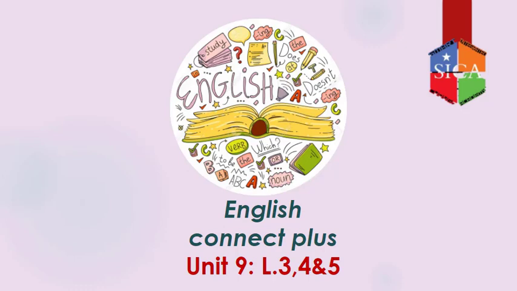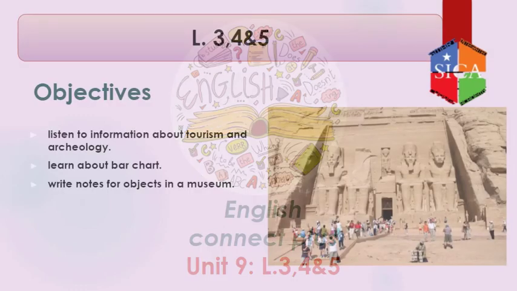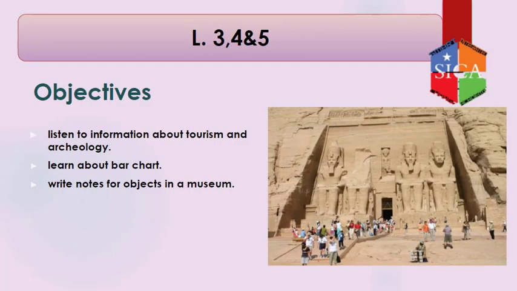Hello grade 4, today we are going to continue unit 9 with lessons 3, 4 and 5. So let's start. What are the objectives of these 3 lessons? We are going to listen to information about tourism and archaeology, learn about bar chart, and how to write notes for objects in a museum.